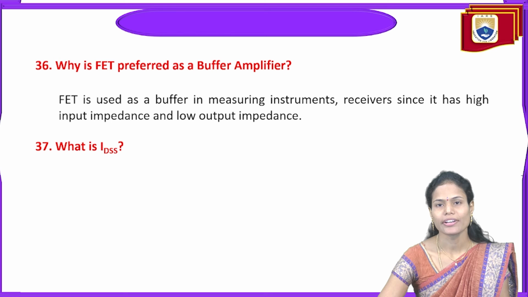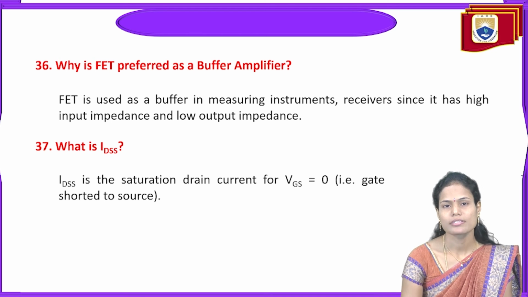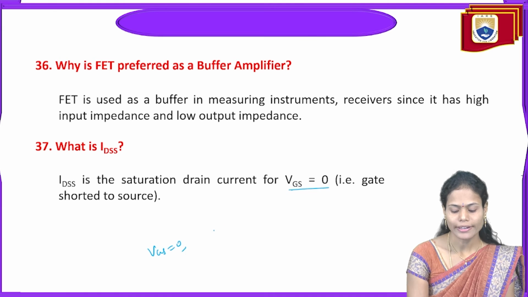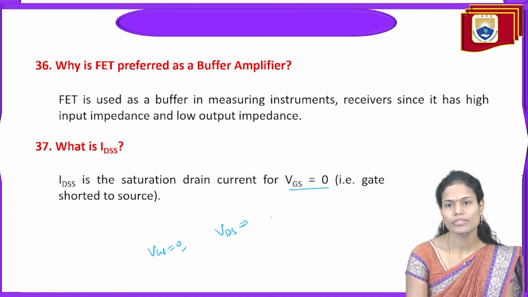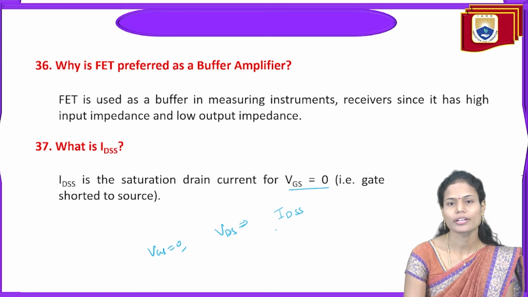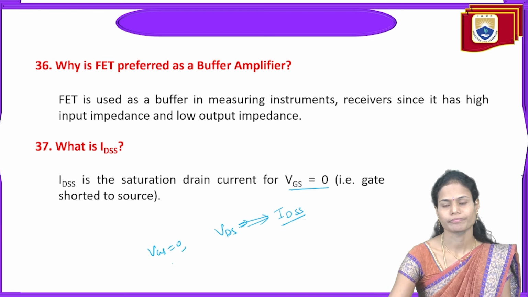Next one is, what is IDSS? IDSS is the saturation drain current when the gate to source voltage for the FET is 0. That is, whenever VGS is equal to 0 and depends upon the drain to source voltage only, there is a current in the FET. But that particular current is the constant current, IDSS. If we vary the VGS voltage, again there is a variation in the drain current.